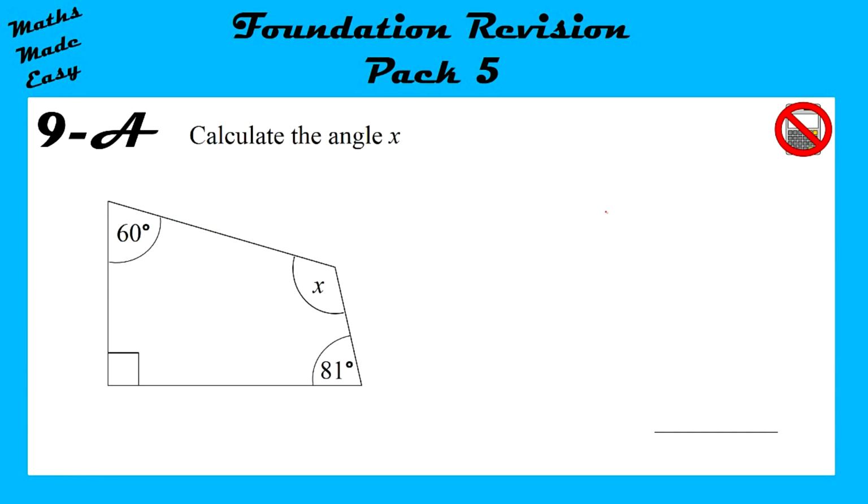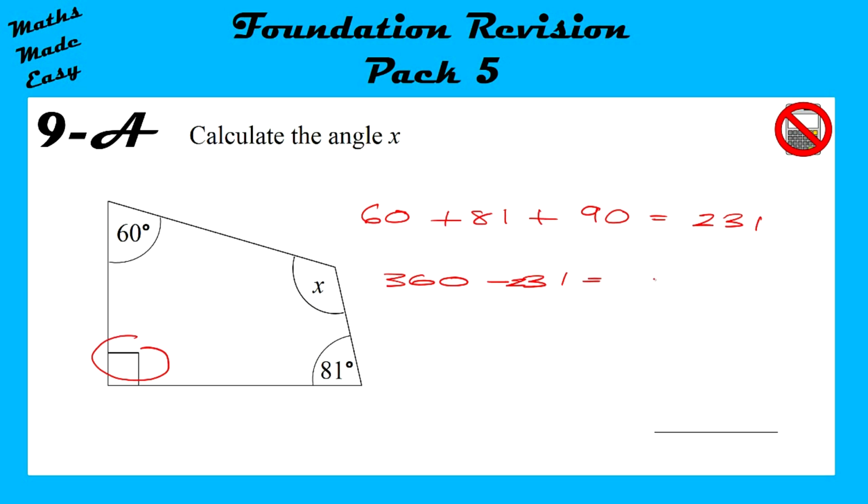9a. So to calculate this one, I need to know all of the angles in this shape and what they add up to. It's a quadrilateral, so it will add up to 360. So I'm going to do my 60 plus the 81 plus this angle down here, which is a right angle. So the value of that one is 90. When I add all of those up, I get 231. And then I'm going to do a subtraction from 360. And that will give me my missing angle X of 129.